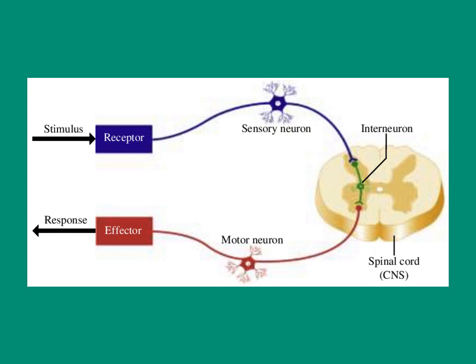And then the interneuron stimulates the motor neuron, which is sending the impulse away from the central nervous system, and it is sending it to the effector. The effector is what's going to respond. It may be muscle, which may end up contracting. It may be a gland that ends up secreting sweat or something, or maybe a hormone. But it's going to generate that response then.